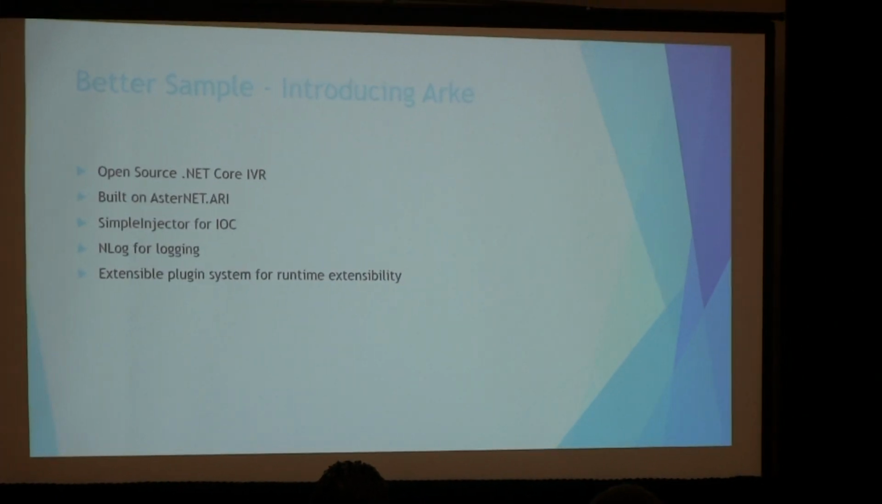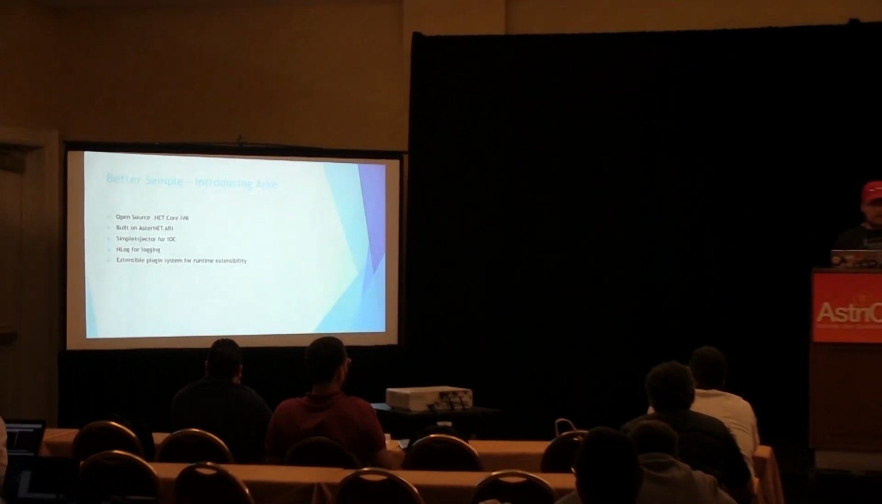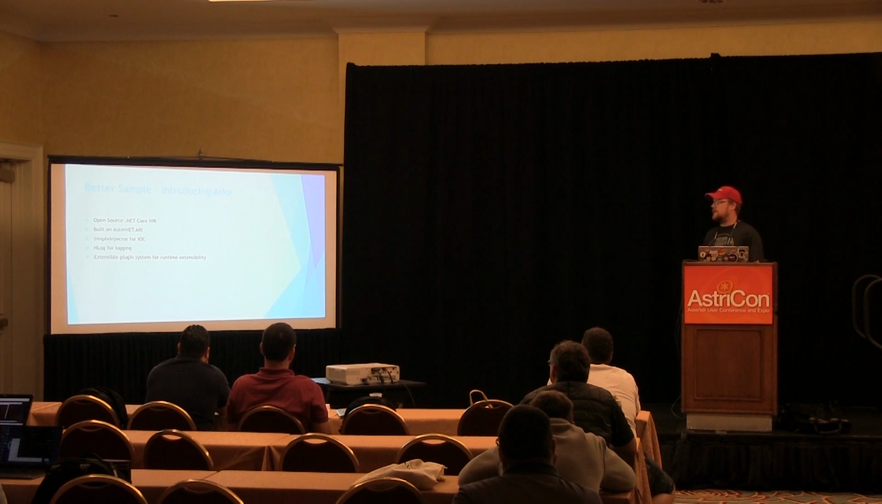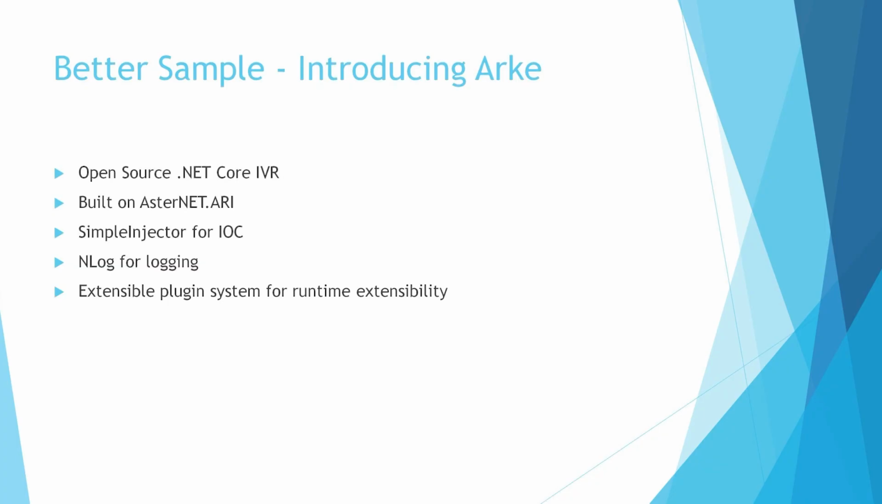And so this is a sample that I've been working on that's based on architecture that I built for the company I work for, and it's called ARC. It's an open source .NET Core IVR built on AsterNet.ARI. I use Simple Injector for inversion of control for an IOC container. Uses nlog for logging and has an extensible plugin system. So you can literally write a plugin, drop the binary, the DLL into the directory with it, and then the next startup, it'll just pull those steps. So I'm gonna go a little bit into how this works and show you a little bit more about the power of ARI with a full-blown system.